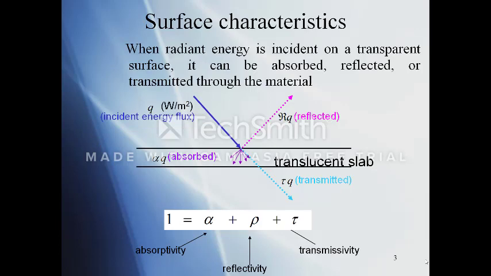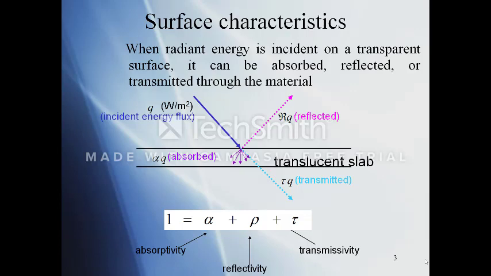There are some important terminologies in radiation heat transfer. We'll try to recollect since we already discussed them in normal classes. When radiant energy is falling on a transparent surface, three things can happen. One is some of the energy may be absorbed by the surface, some of the incident energy may be reflected back, while the remaining portion is transmitted to the other side through the material. All these three can coexist.